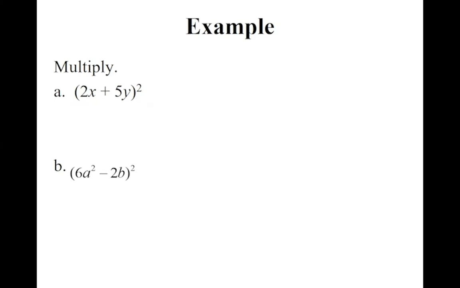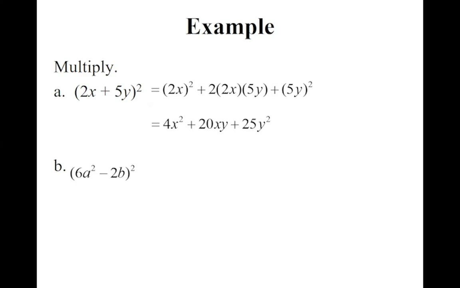(2x + 5y) squared. Square the first, plus 2 times the first times the second, plus square the second. 2x squared is 4x squared. 2 times 2x is 4x. 4x times 5y is 20xy. And then when we square 5y, we get 25y squared.